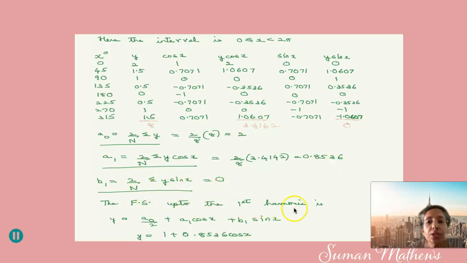So the Fourier series up to the first harmonic is given by y equal to a0 by 2 plus a1 cos x plus b1 sin x, that will be a0 by 2 is 1 plus a1 cos x will be 0.8536 cos x. b1 is anyway 0.